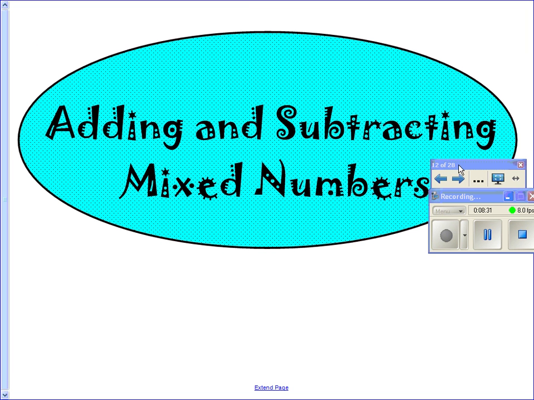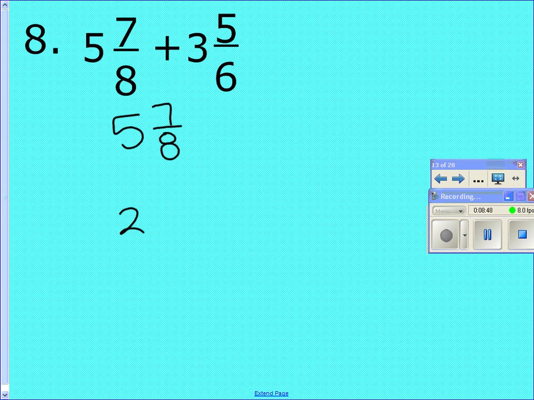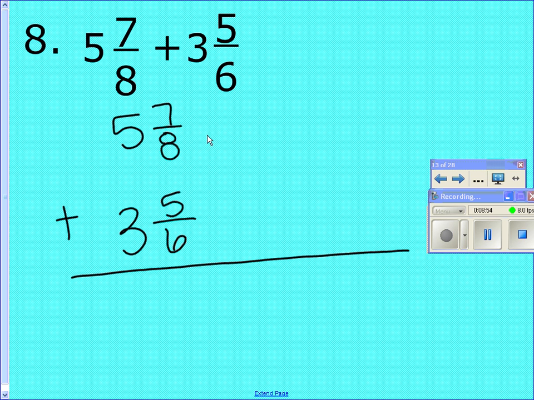Now we are going to get into adding and subtracting mixed numbers. It's just going to combine the unlike and like and add whole numbers with that. Whenever you're adding mixed numbers, you're always going to rewrite the problems vertically. That just helps whenever you are changing your denominators. So we have 5 and 7/8 plus 3 and 5/6. A common denominator between 8 and 6 is 24.